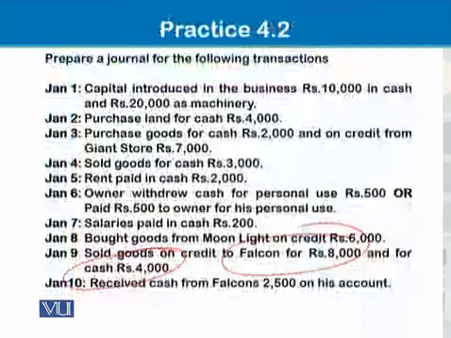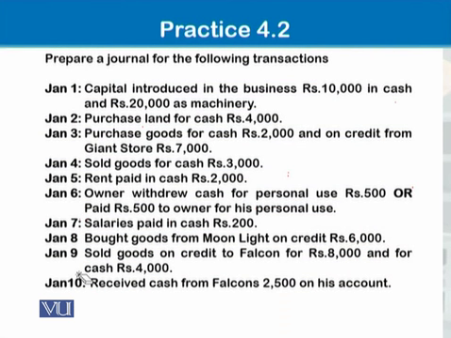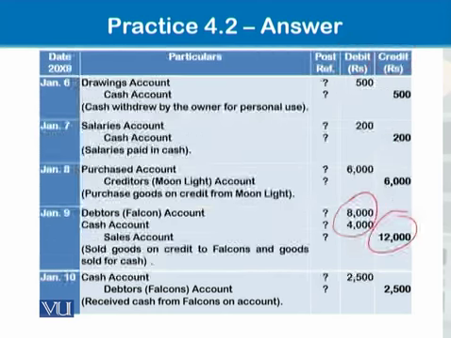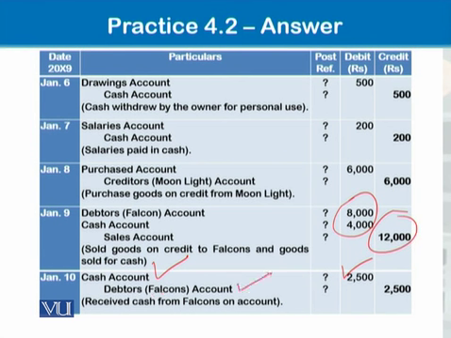The last transaction of this practice is that we received cash from Falcon, 2,500, on his account. Receiving cash is debit because it is increasing an asset. So just see, cash debit with 2,500 and debtors Falcon account would be credited with 2,500.